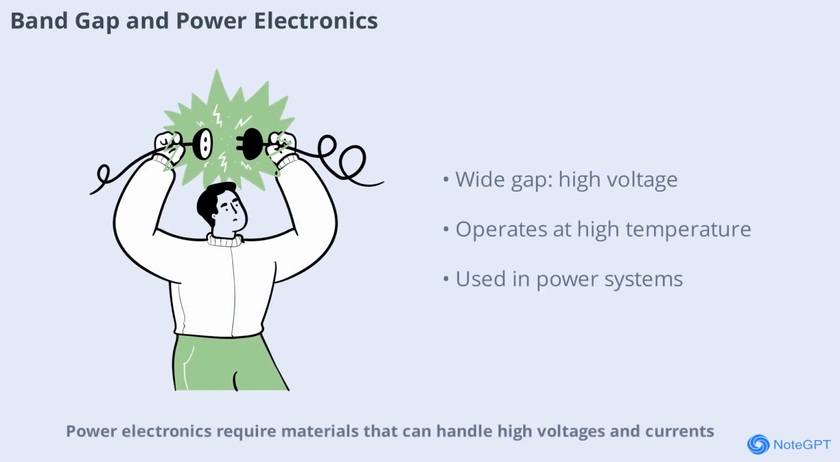Power electronics require materials that can handle high voltages and currents. Wide band gap semiconductors like silicon carbide and gallium nitride are ideal for these applications. Their large band gaps allow devices to operate at higher temperatures and voltages, making them perfect for electric vehicles, power grids, and renewable energy systems.